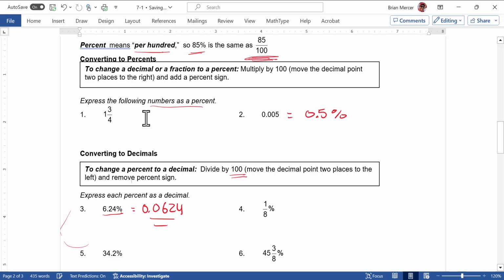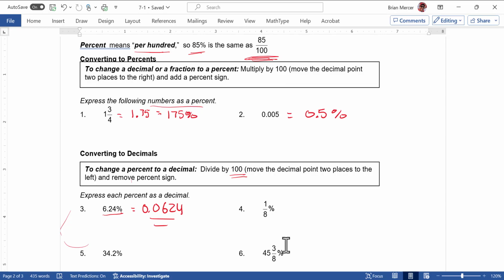If you have a fraction, you have to get that as a decimal. So using a calculator, or if you happen to know that 1 3/4 is 1.75, and then multiply by 100, so that's equal to 175%.